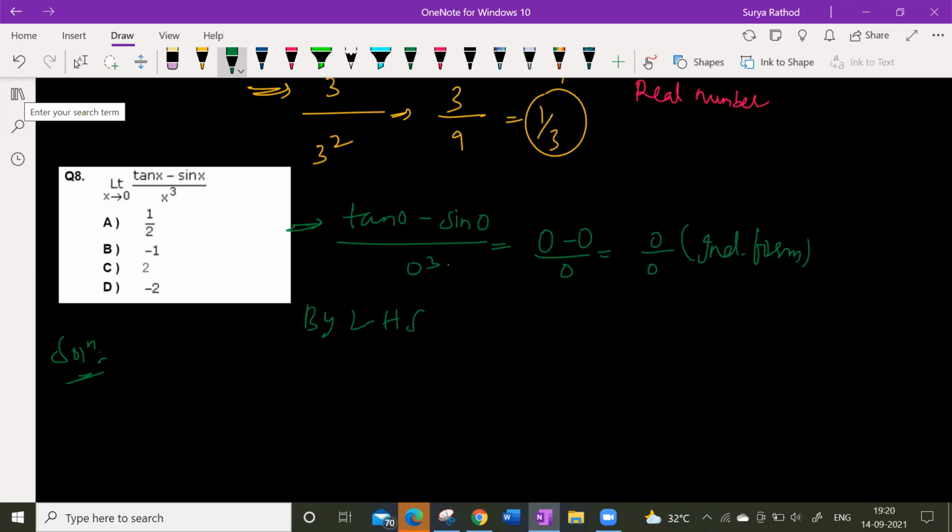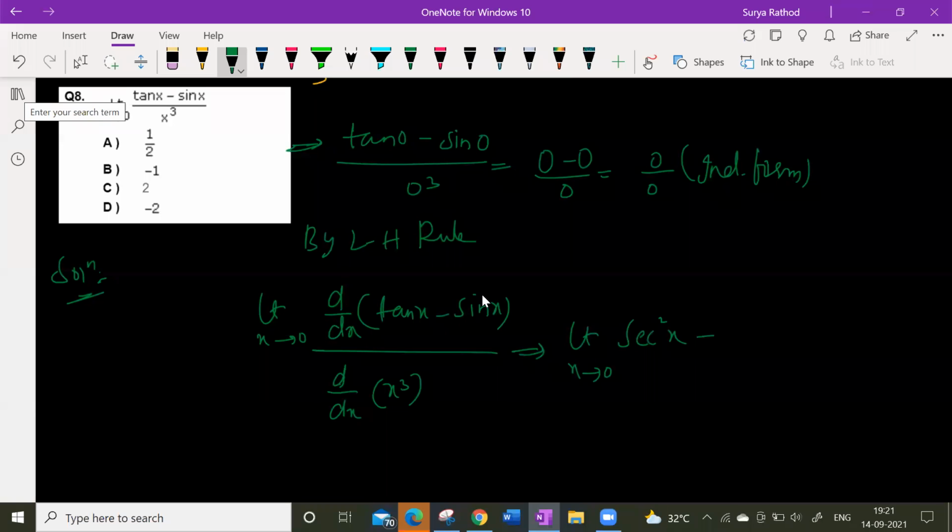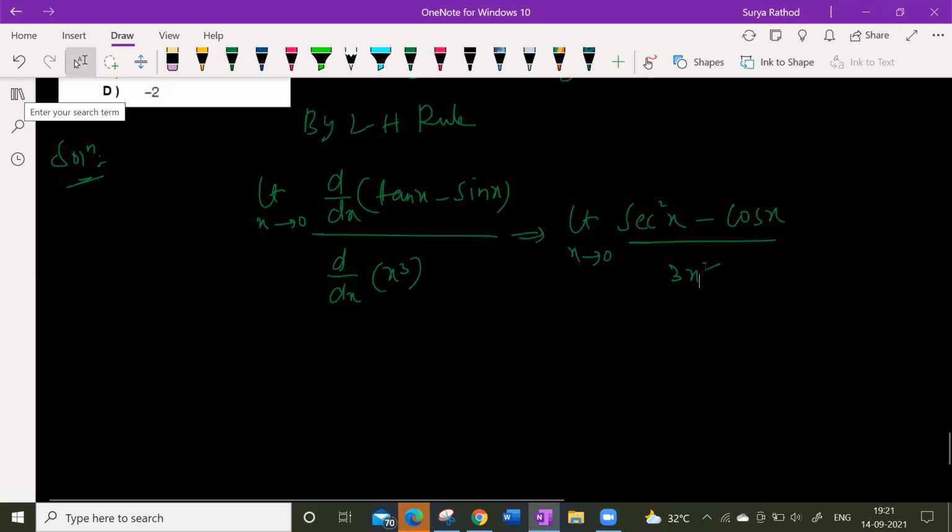Same concept. The only thing is you should know how to differentiate it. d by dx, limit x tends to 0, differentiation of tan x minus sin x divided by d by dx of x cubed. You tell me now: d by dx of tan x is secant square x, minus d by dx of sin x is cos x, divided by d by dx of x cubed, which is 3x square. Is that clear with everyone?